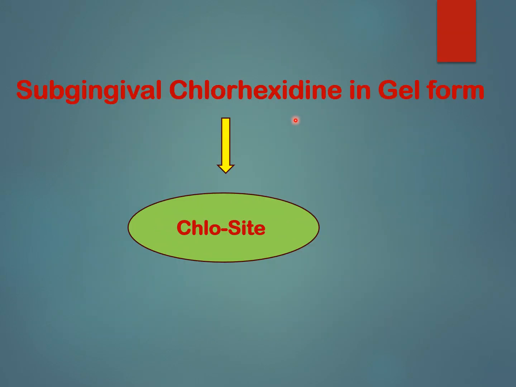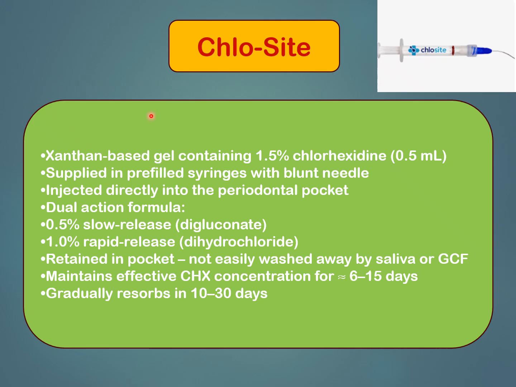So the gel form of subgingival chlorhexidine is Chlosite. So Chlosite is a xanthan based gel which contains 1.5% chlorhexidine. It is available in pre-filled syringes with blunt needle, making it easier to directly apply inside the periodontal pocket. So this gel has dual action formula, that is, it contains 0.5% chlorhexidine in slow release form known as digluconate and 1% chlorhexidine in rapid release form known as dihydrochloride.